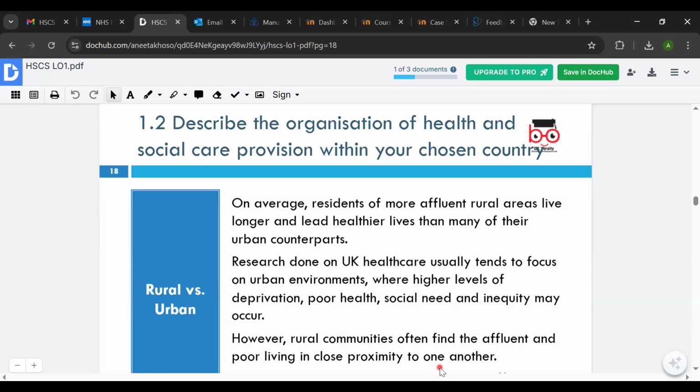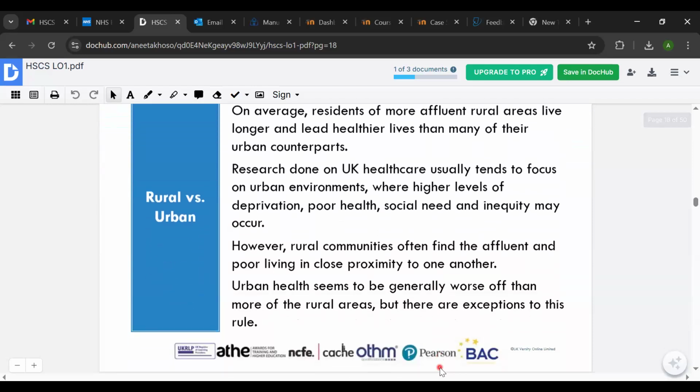There are all sorts of problems. However, the rural communities often find affluent and poor living in close proximity to one another. So urban health seems to be generally worse off than the rural areas, but there are exceptions to this rule. So what happens in the rural areas? There's poverty, there's illiteracy, yes, but there are no stresses like mental health. There's more mental well-being there. There's closer proximity to nature, and whatever they have is more natural there.